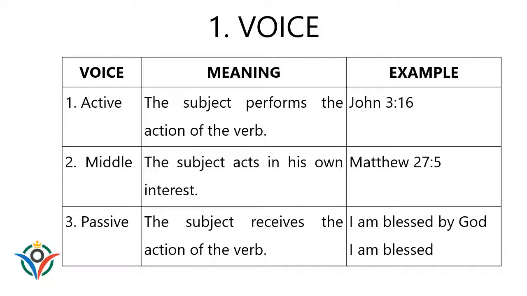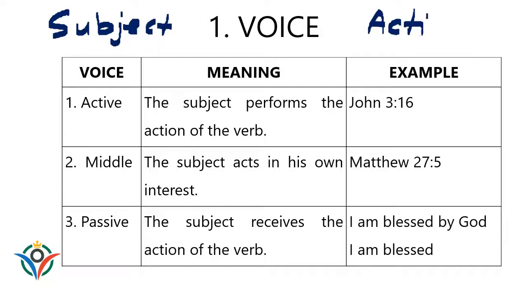The first characteristic of Greek verbs is that they have a voice. And voice tells us about the relationship of the subject to the action of the main verb. All right, so the relationship between the subject and the action of the main verb. So in Greek, we have 3 different types of voices. We have the active.